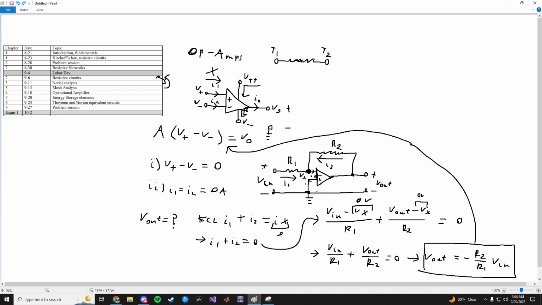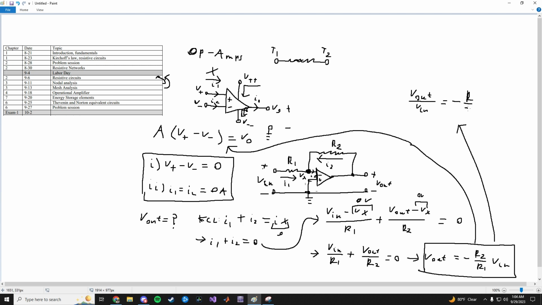So that's how op amps work. You want to follow the golden rules and then use nodal analysis to derive the equation. And one thing to note later in the course, this equation here, Vout divided by Vn, well in this case it's negative R2 over R1. Well, that's called the transfer function, which is basically an equation.